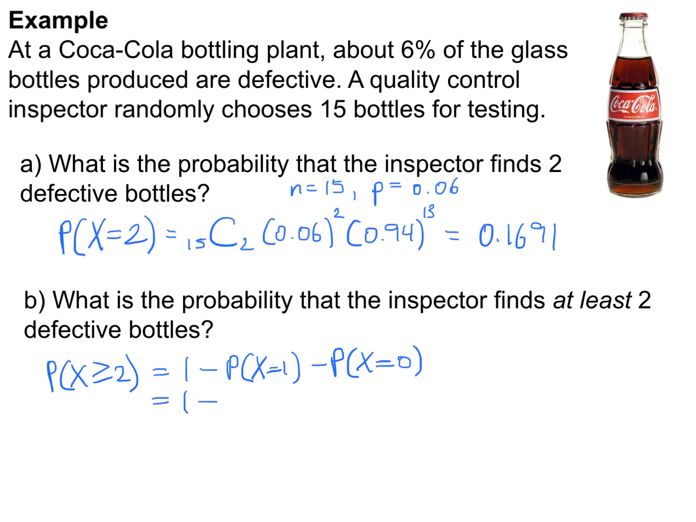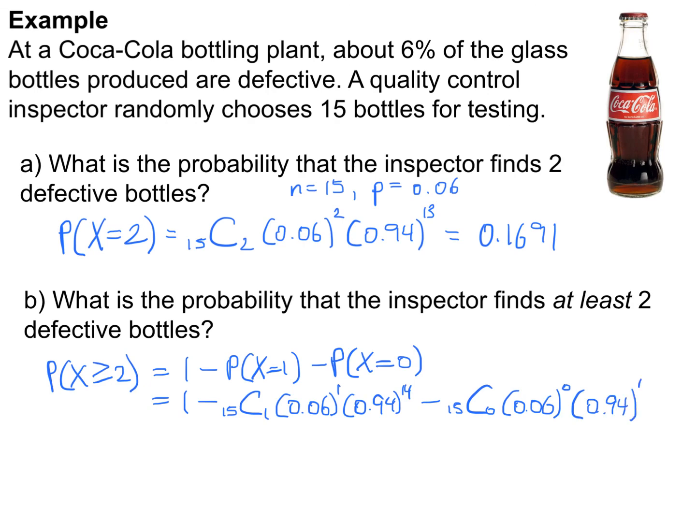Well, that's 1 minus. Now the probability of 1 would be 15 choose 1 times 0.06 to the power of 1, 0.94 to the power of 14. And then the probability of finding 0 defective bottles would be 15 choose 0, 0.06 to the power of 0, 0.94 to the power of 15. And this becomes 1 minus 0.3785 minus 0.3953. And that'll get us 0.2262. Okay, so that's the probability of getting at least 2.